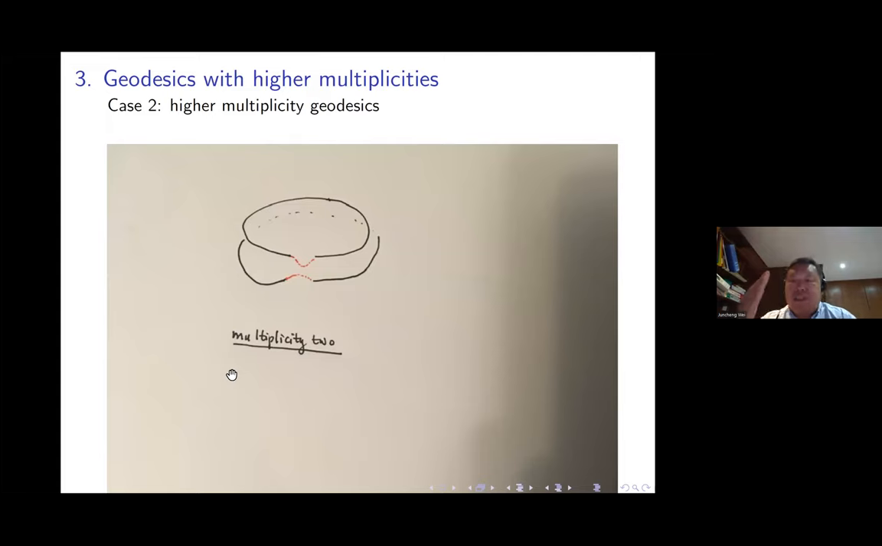So when the geodesics are crossing, you're going to see four-ended solutions, and we use the four-ended solution to desynchronize the geodesic net. Okay. So next, we want to consider geodesics with higher multiplicity. What happens when two geodesics collapse?